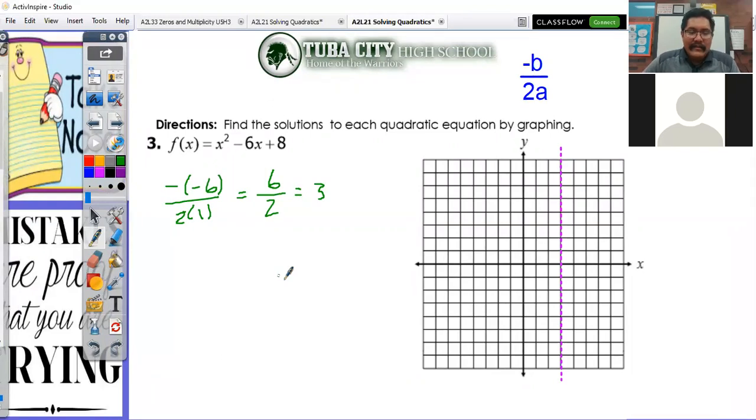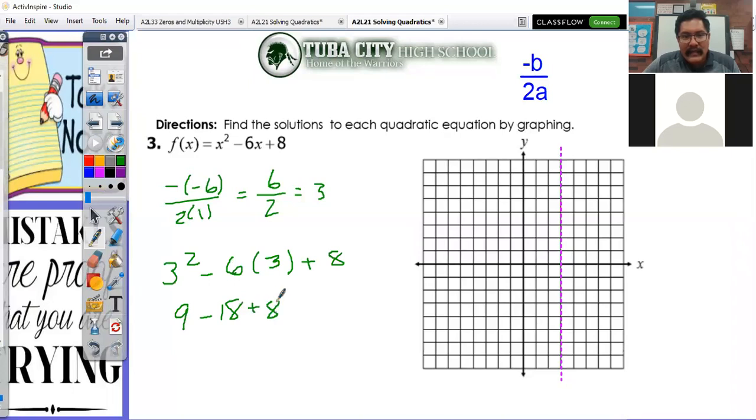And let's go ahead and get this one here. So I'm going to plug 3 back into my equation, 3 squared minus 6 times 3 plus 8. Here I get 3 squared, which is 9, minus 18 plus 8. And if I put my two positive numbers together, 17 minus 18, I get negative 1. So over 3 down 1, and that's my vertex right there.